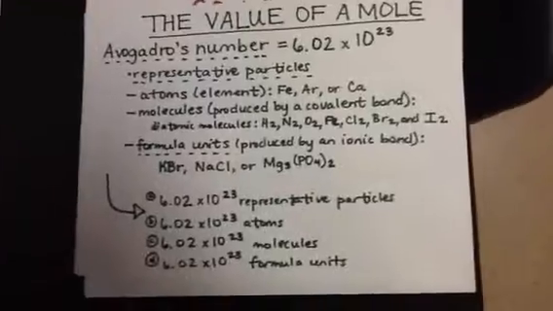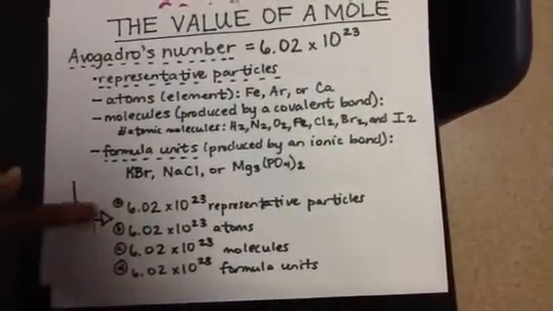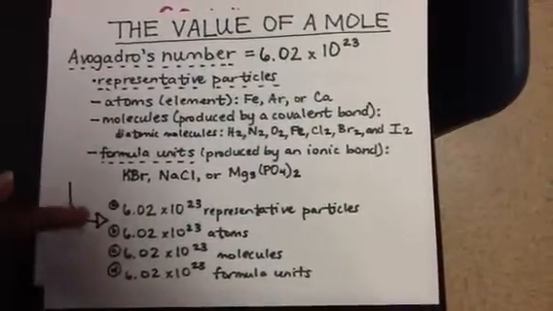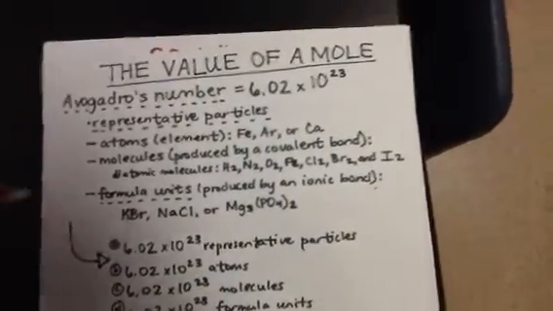Just to give you the visual of what I'm talking about, if you look at A through D, it is all the value of a mole, or Avogadro's number, but the ending part, or the unit, is different for each.